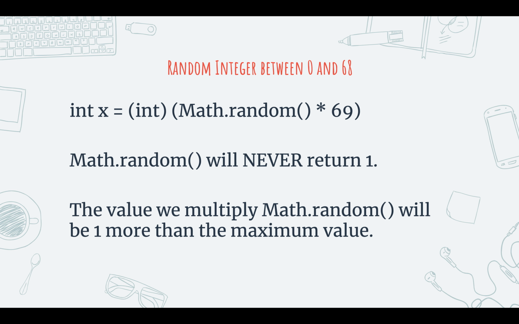So what is 0.99999 times 69? I'm going to calculate here to get a more accurate result. 0.999 times 69, and we get 68.9999. Basically, we get very close to 69, but we never actually hit 69, because Java is going to cut off the 0.9999 and it's going to be 68. So that is very important to mention. We bump up the number in that regard.